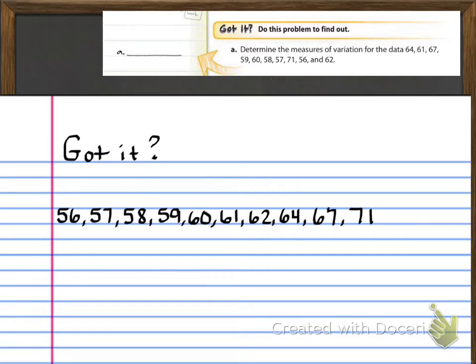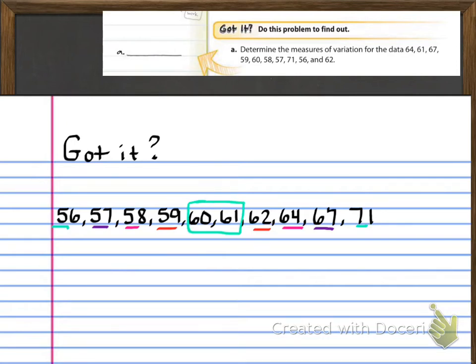So first you're going to go ahead and look, okay, 56, 71, those are partners. 57, 67 are partners. 58, 64 are partners. 59, 62 are partners, 61, and 60. All right, so now we can see that we have 61 and 60 right here in the middle. So I'm just going to put a little green box around that for now.